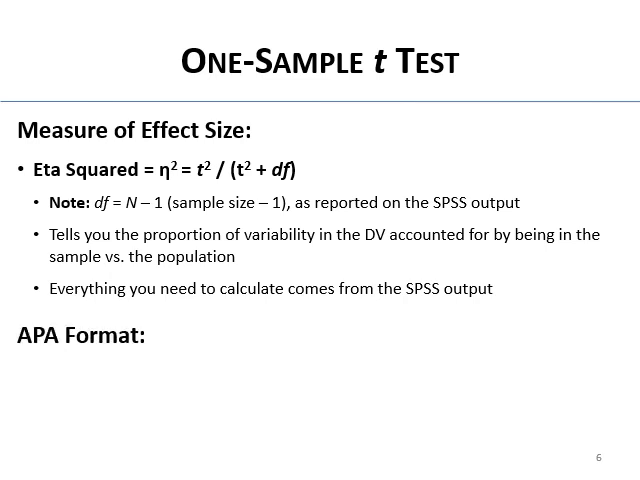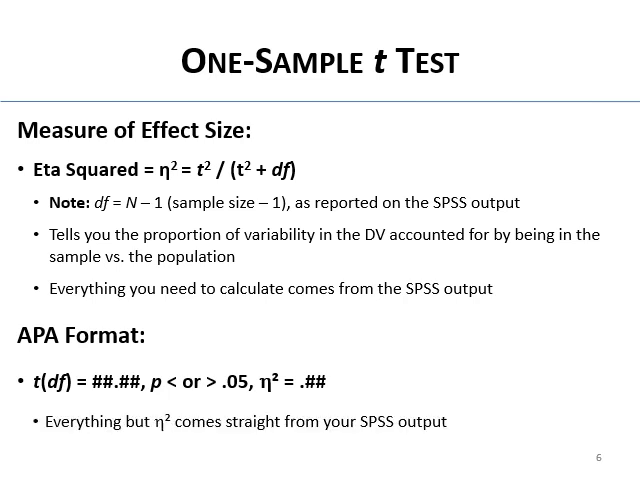So just like with correlation, the r, there is a specific APA way to write up t, one sample t. This is what we call the general form, where we've got to fill this stuff out again. And so everything except eta squared, which you've got to calculate, t squared again divided by the sum of t squared plus degrees of freedom, comes straight from your SPSS output.